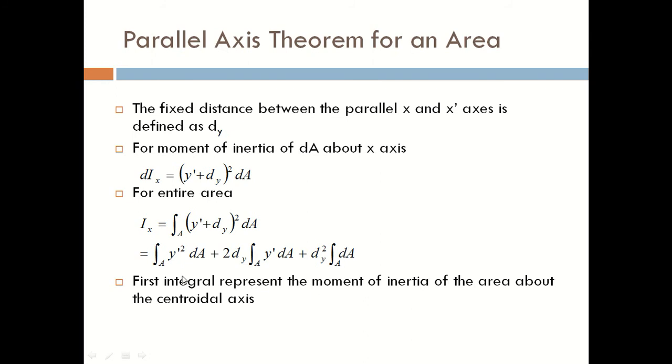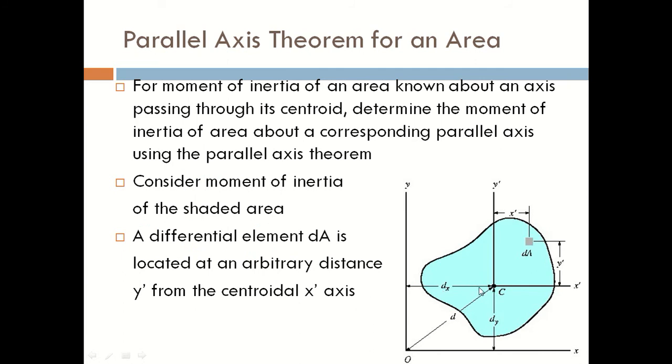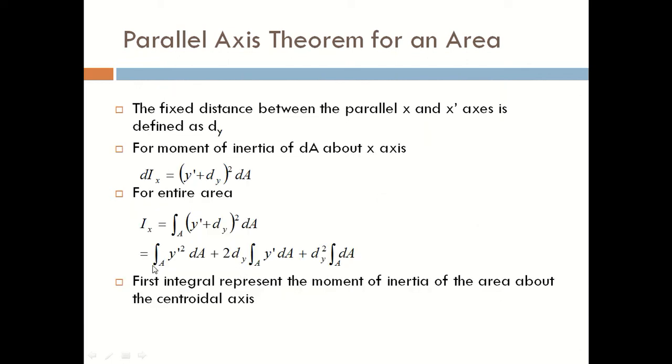Okay, so in that, the first integration is the moment of inertia of the area about the centroidal axis. If you see in the figure, this is the centroidal axis and the moment of inertia is y dash square multiplied by dA. We will find out the moment of inertia about the centroidal axis. So here this one.